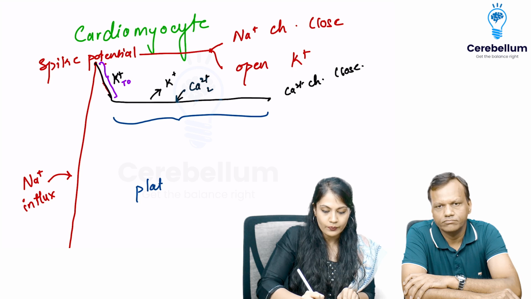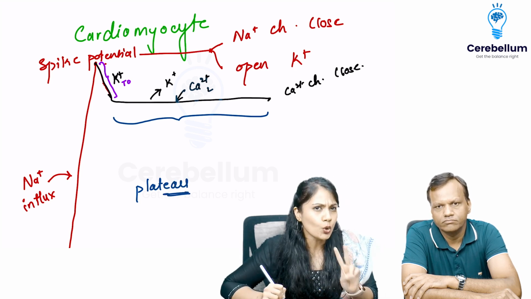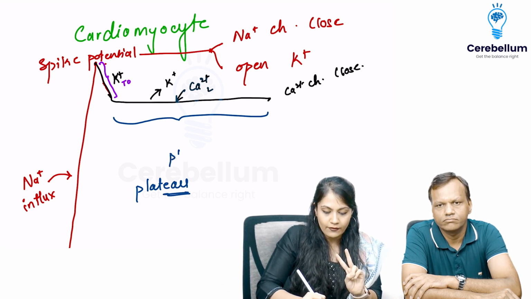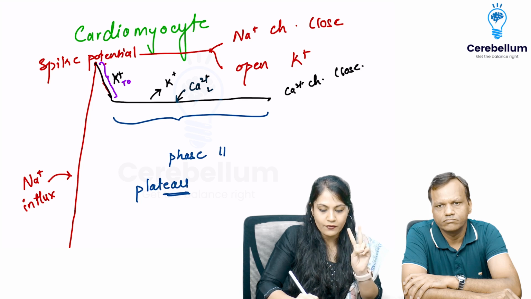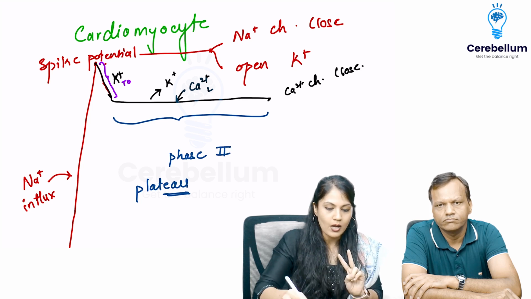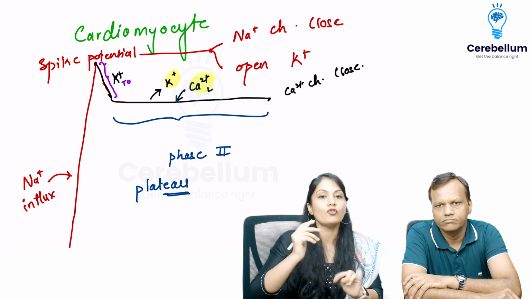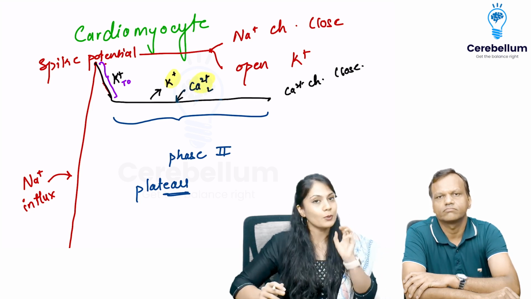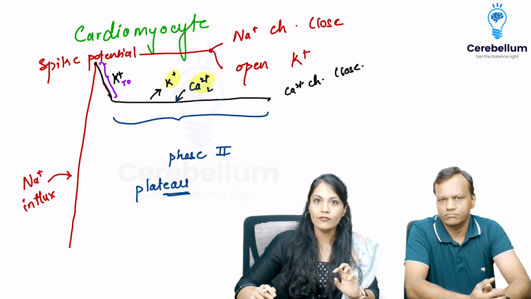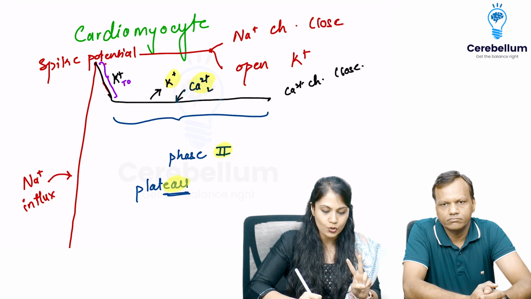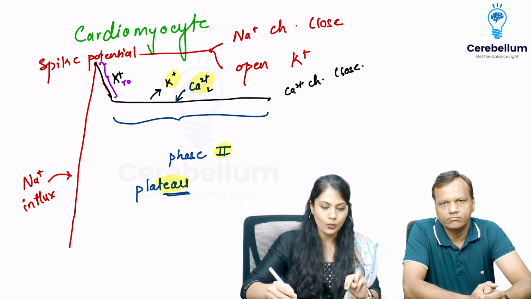So see over here, this is known as plateau, right? It sounds like 2, right? So plateau has phase 2. This is phase 2. Plateau is phase 2. And please remember that in this plateau phase, 2 ionic movements are going to occur. That is, potassium efflux and calcium influx. All right. So 2, 2, 2. Please remember phase 2, plateau, and the 2 ions are going to move.